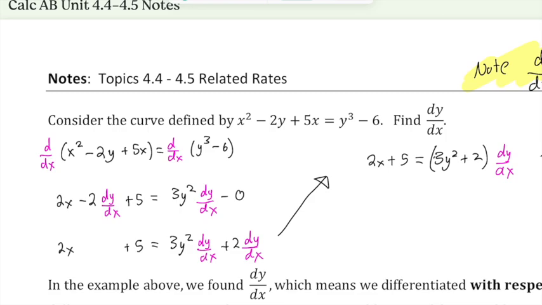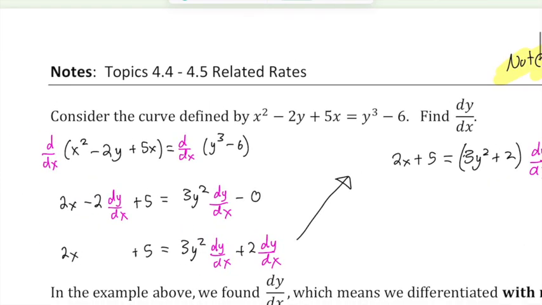Okay, starting out with sections 4.4 and 4.5. This is about related rates. Related rates are two variables that are growing together or at different rates. You're going to be solving a lot of questions where it says, find this rate at this point in time. To review, we're going to use implicit differentiation.